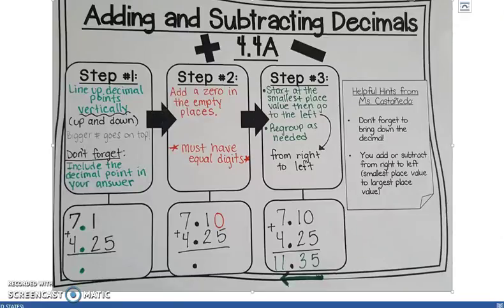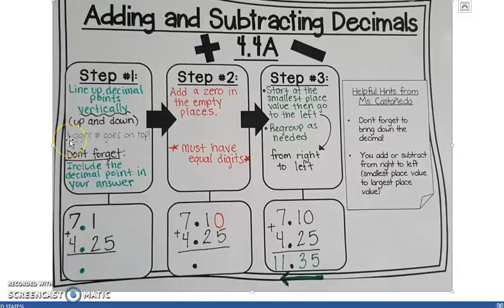And I'm going to talk about them first so that you know what we're doing, and then we're going to actually practice some computation problems. So, the first step, you always have to line up decimal points vertically. And if you remember, the word vertically means up and down. So that means your decimal points have to be one on top of the other, like you see here in my example.